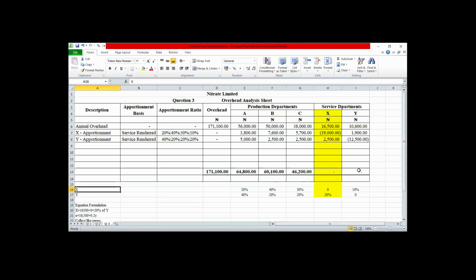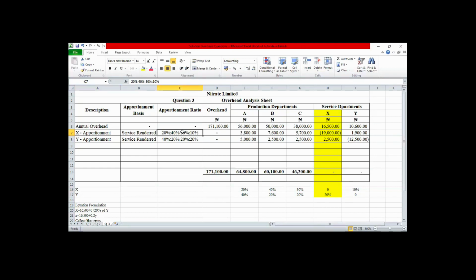The one to Y is 10%. The same thing is applicable to the service rendered by Y: to A, 40; to B, 20; to C, 20; to X, 20. So that first equation is X equals 16,500 plus 0 plus 20% of Y. That is how we got our equation.